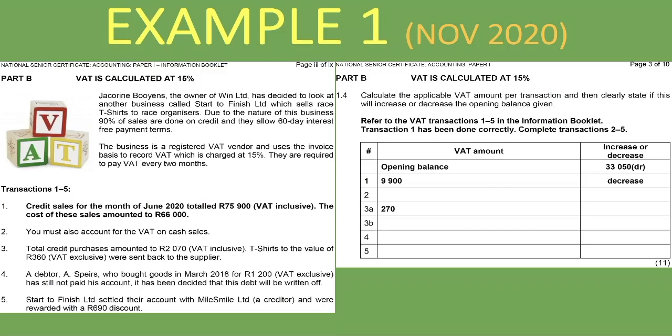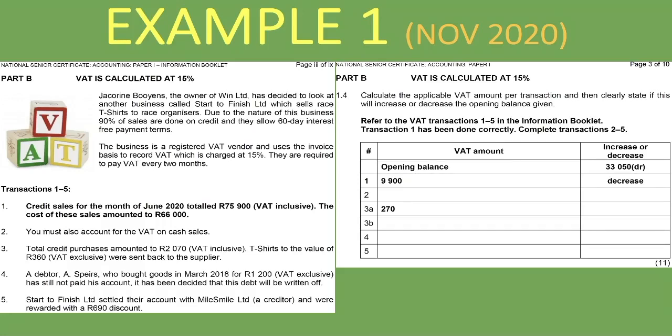It says here, Jacqueline Boisens, the owner of Win Limited, has decided to look at another business called Start to Finish Limited, which sells race t-shirts to race organizers. Due to the nature of this business, 90% of the sales are done on credit and they allow 60-day interest-free payment terms. The business is a registered VAT vendor and uses the invoice basis to record VAT, which is charged at 15%. They are required to pay VAT every 2 months.